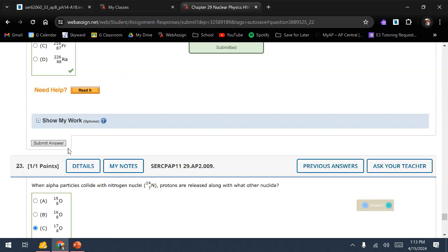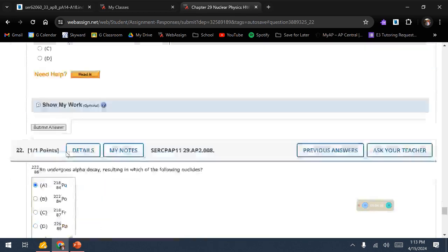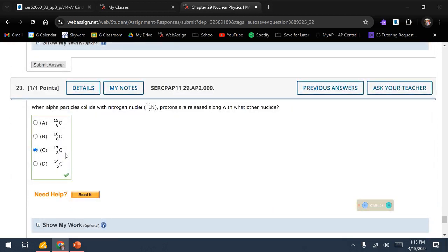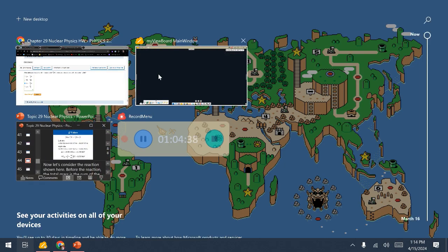Any other questions? Why is 23? What's happening? All right, it's giving you basically an equation right here. It says an alpha particle collides with a nitrogen nuclei, and you just have to create it. So what you do is it says an alpha particle, so you write 4,2 He. You are going to be expected to do this on the test, by the way.